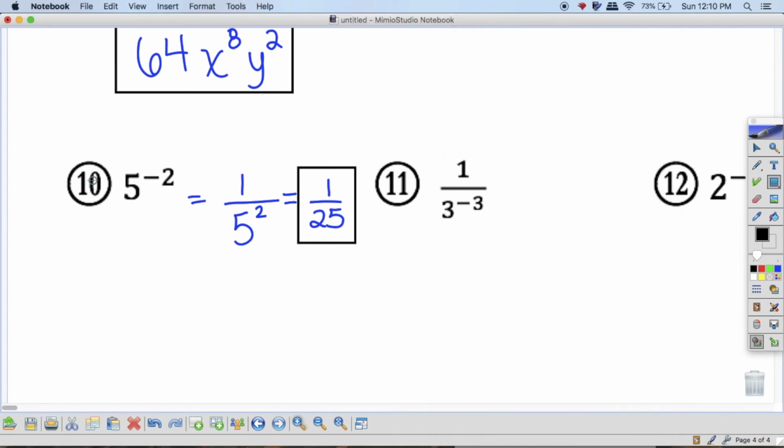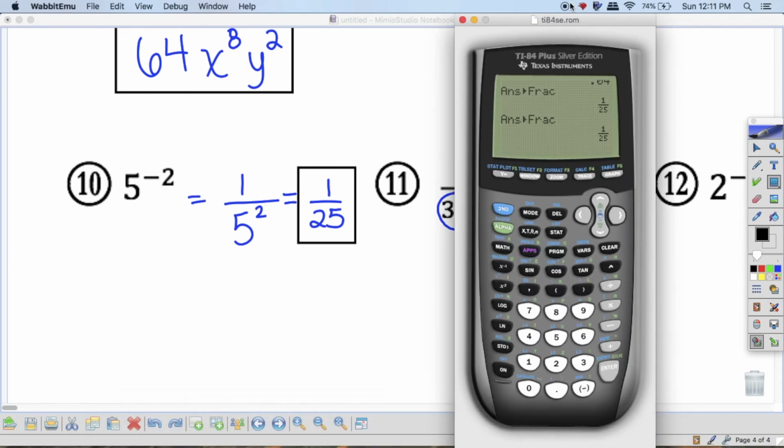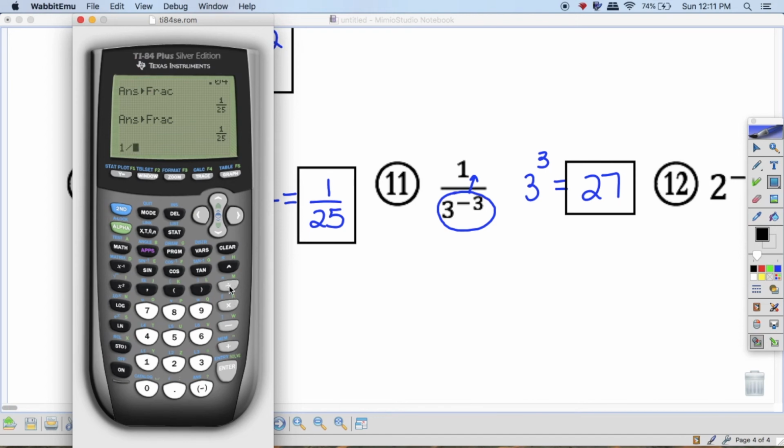Okay, so think about raising 5 to the 2nd power would be multiplying by 5 several times. 5 to the negative 2nd power is pretty much dividing by 5 twice. Okay, when I have a negative 3 exponent on the bottom, that means it needs to move to the top. And it would be 3 to the positive 3 on the top, which is 3 times 3 times 3, or 27. Okay, you could check that on the calculator. 1 over 3 to the negative 3 power is 27.